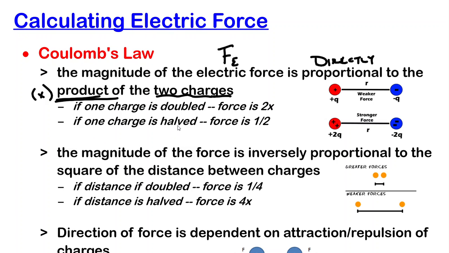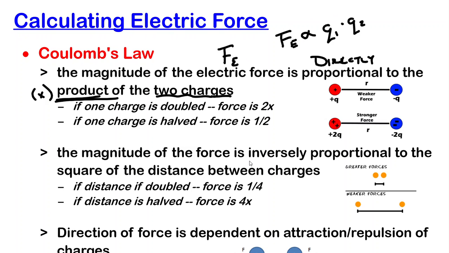If I halve one of the charges, keeping the other one the same, the F electric would decrease by half. And so we could write that as a proportionality: F electric is proportional to charge 1 times charge 2. So now if I increase charge 1, F electric increases. If I increase charge 2, F electric increases. If I increase them both, F electric increases by the product of both of their increases.